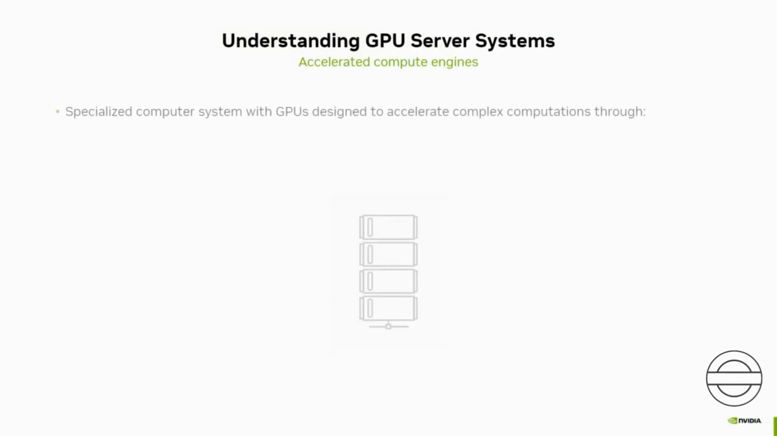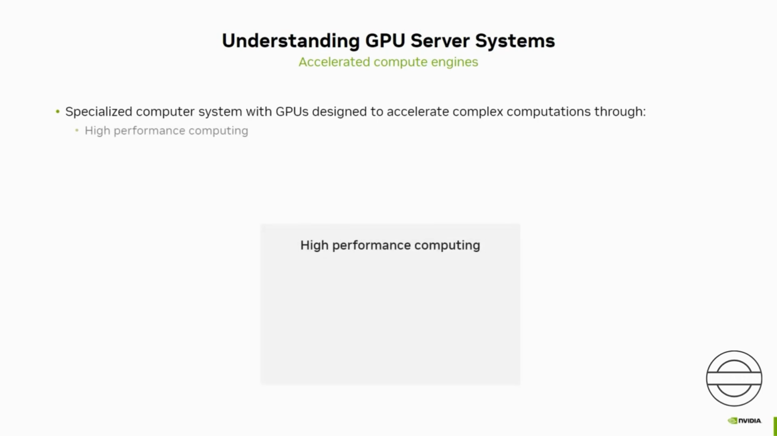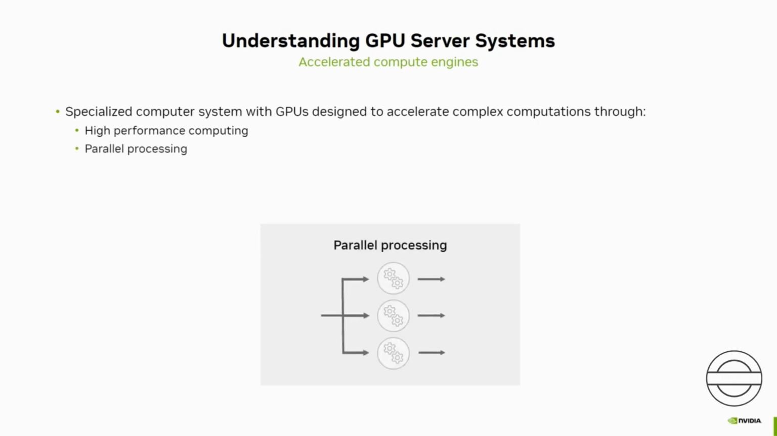A GPU server is a specialized computer system equipped with graphics processing units, or GPUs, designed to accelerate complex computations in the following ways. GPUs excel in parallel processing tasks, making them ideal for tasks such as deep learning, scientific simulations, and data analysis. GPUs contain thousands of cores that can perform multiple calculations simultaneously. This parallel processing capability enables faster execution of tasks compared to traditional central processing units, or CPUs, especially for applications that involve massive data sets and complex algorithms.